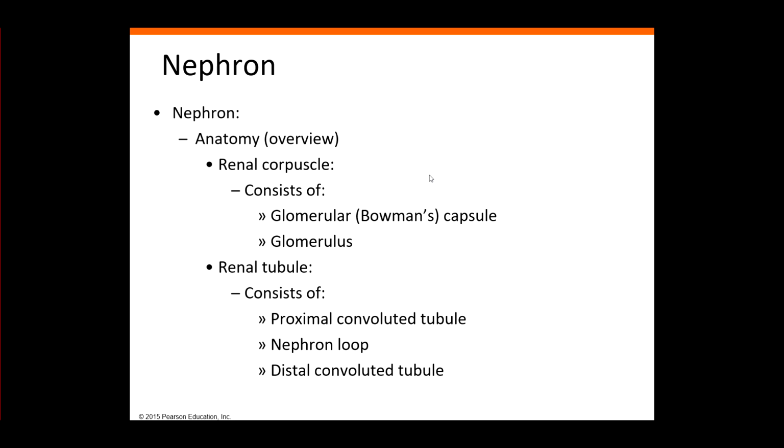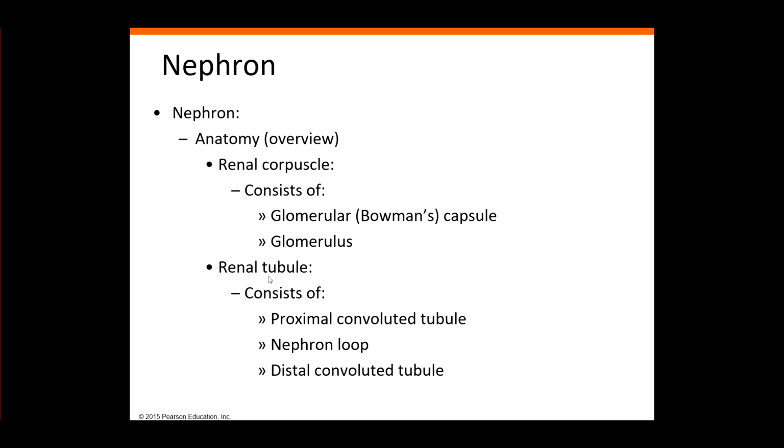So let's take a look at the anatomy of the nephron. This is an overview slide. We're going to break the nephron down into two parts, the renal corpuscle and then the renal tubule. Each one of these has multiple parts. For instance, the renal corpuscle has two parts. Something known as the glomerular capsule is what we used to call Bowman's capsule. Many people still do, so I think you should know both names, glomerular capsule as well as Bowman's capsule. And then the glomerulus. Okay, so both of these structures are going to be part of the renal corpuscle.